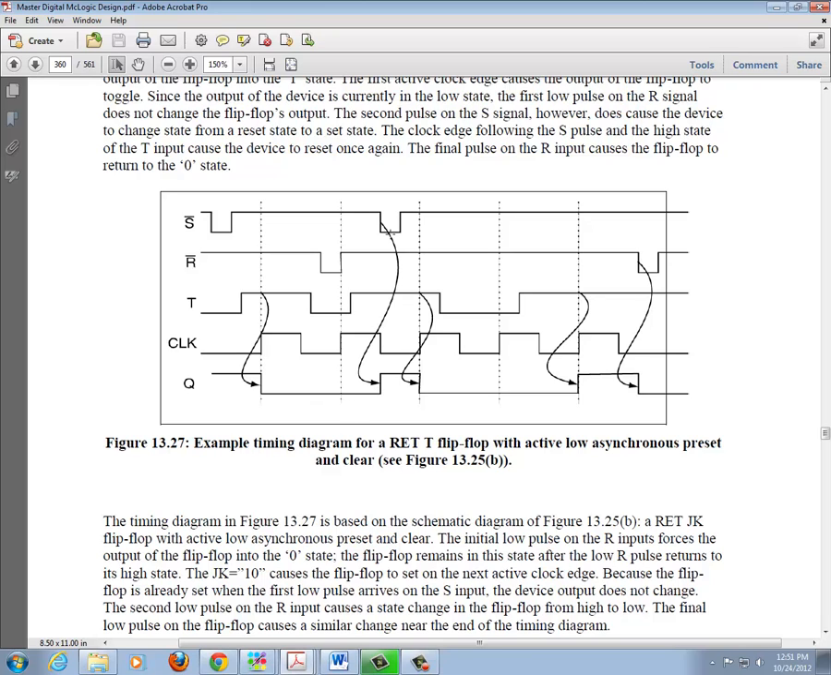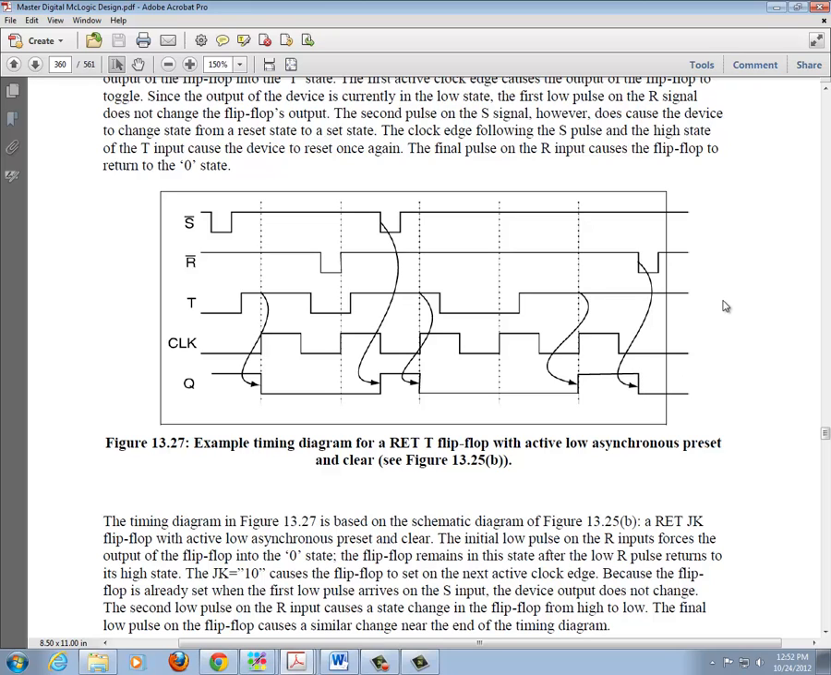Now we have an asynchronous set happening, so at the time the set goes down, the Q needs to go up to be set. We move along to the next edge. T is at 1, which means toggle, so Q needs to change from 1 to 0. Move along to the next edge. T is 0, so we don't toggle, we hold, so Q stays 0. Move along to the next edge. T is a 1, toggle, so we move from 0 to 1. We move along, oh, reset happens, so we reset at this point and go to 0.